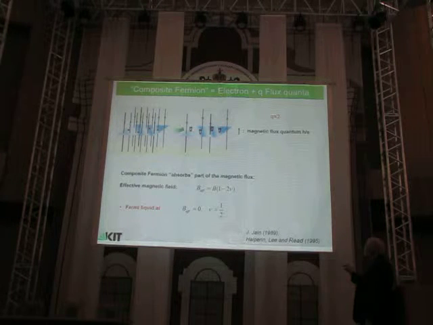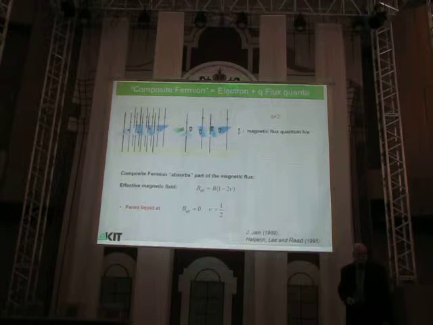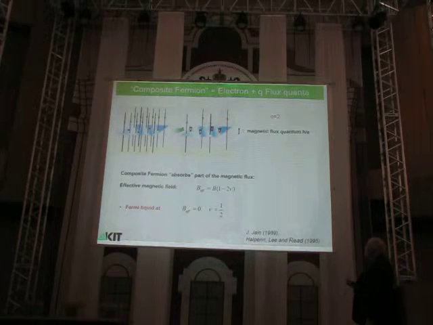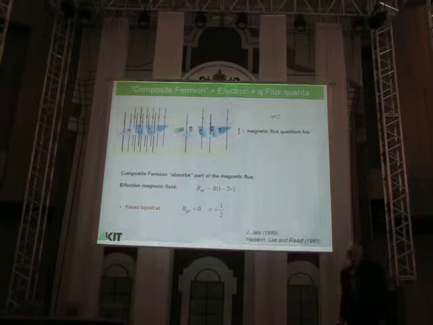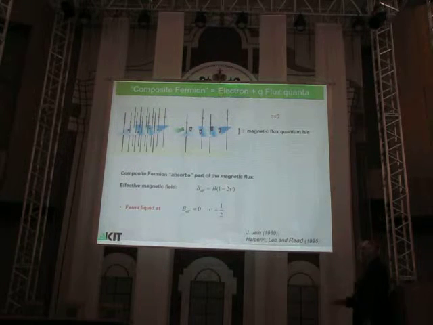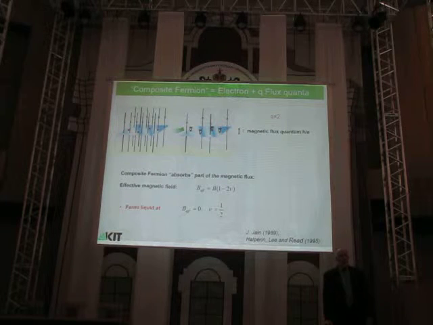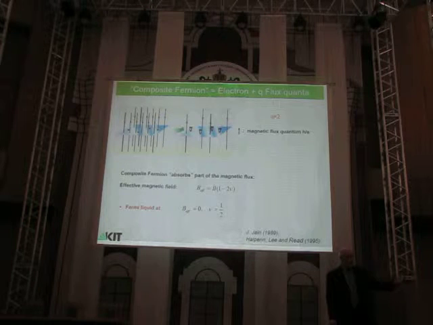Now, if it captures 2 flux quanta, the remaining flux is of course much weaker than the initial flux. The remaining magnetic field, B effective, is the original field times 1 minus 2 nu, where nu is the filling factor. And if the filling factor is 1/2, then 1 minus 2 nu is 0, and the effective field is 0. So these composite fermions at half filling behave as if they were just a Fermi liquid in the absence of a magnetic field.